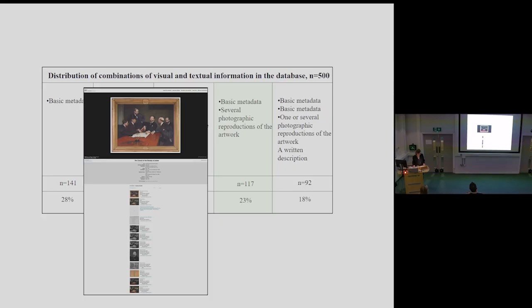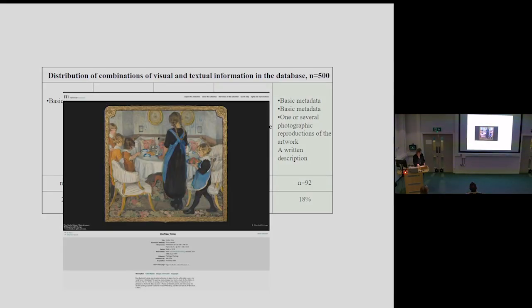And finally, there were the entries which included one color reproduction photograph and a descriptive text. And this was text that has been produced to appear in the museum's audio guide or on wall text within the museum.